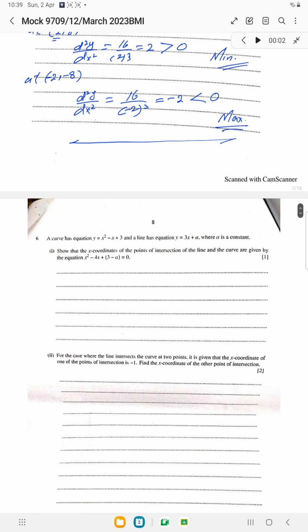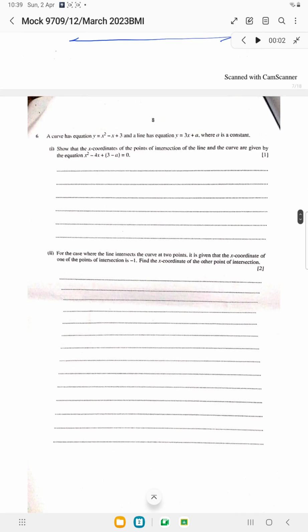Yes, guys, here the question comes. It is given a curve has this equation, and a line has this. A is a constant. Show that the x coordinates of the points of intersection of the line and the curve are given by this. This is a 1 mark question.